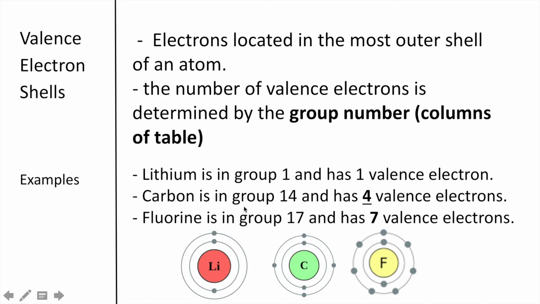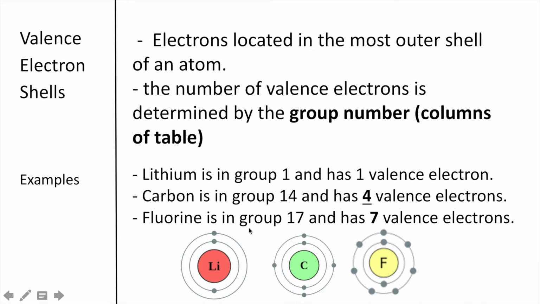Now carbon is in group 14, and for any double-digit numbers that you see, all you have to do is cross out the first digit, and it is the last number that you care about to tell you how many electrons are in that valence shell. So for carbon, we have 14, so that means we have 4 valence electrons. So in the outer shell, we will have 4 electrons.